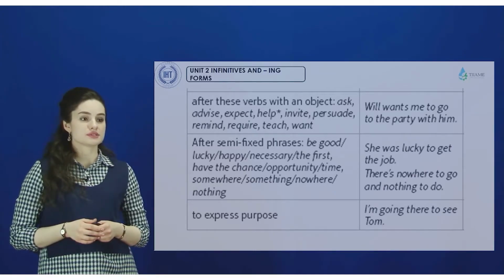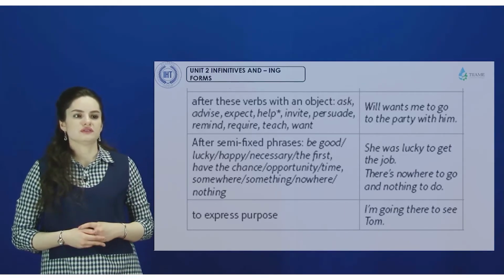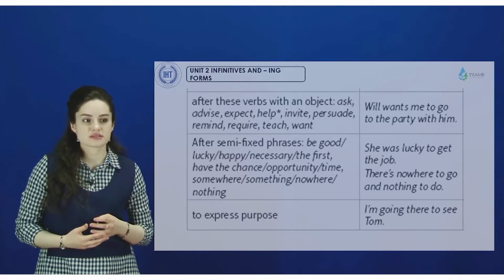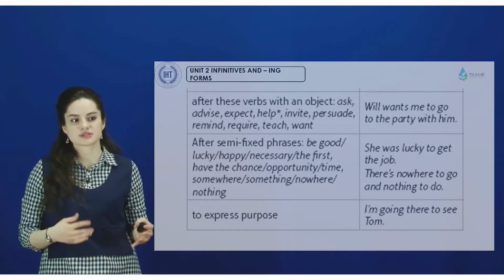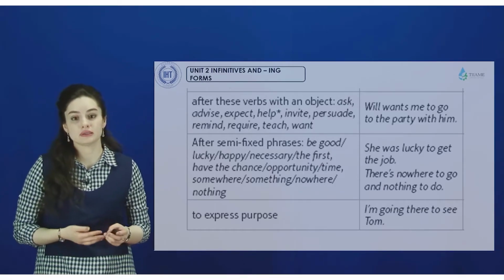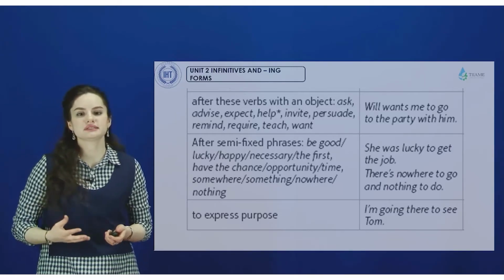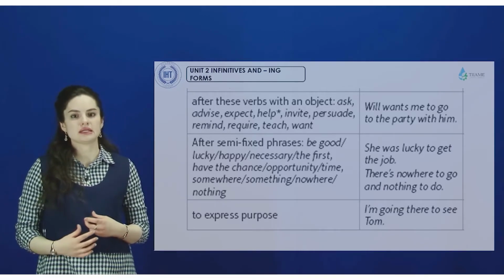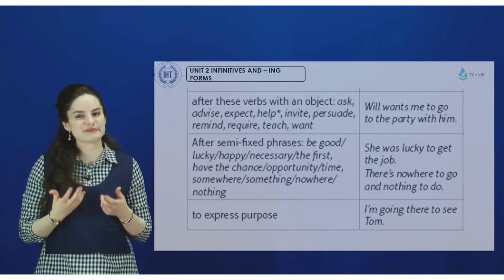Next situations you may also see together with examples. So after verbs with an object and after some fixed phrases, so be good, be lucky, be happy, be necessary, and so on, some other verbs, or to express purpose. And here you are some sentences in order to practice, and try to practice in your own life, try to create your own sentences. It's really important in order to learn how to speak properly.